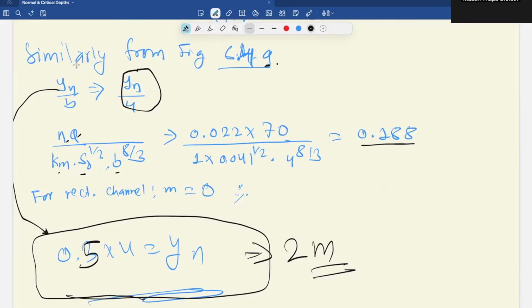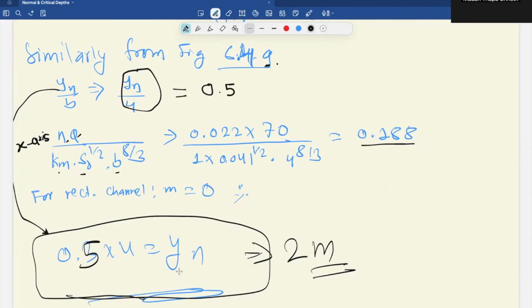And similarly from figure 6, let's talk about the graphical approach. For rectangular channel, m will be equal to 0, and when we compute the x-axis, it will give us 0.88, and when we interpret value in terms of y-axis, this will read as 0.5.